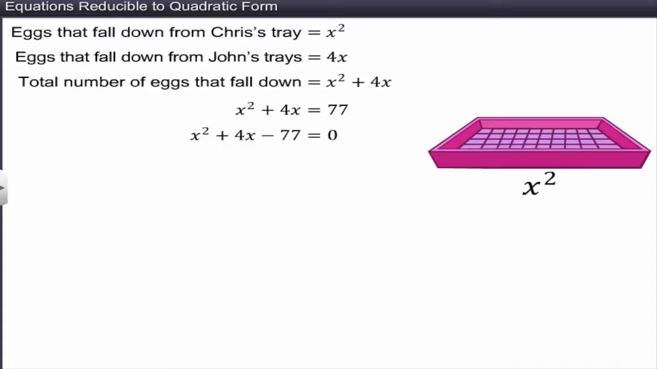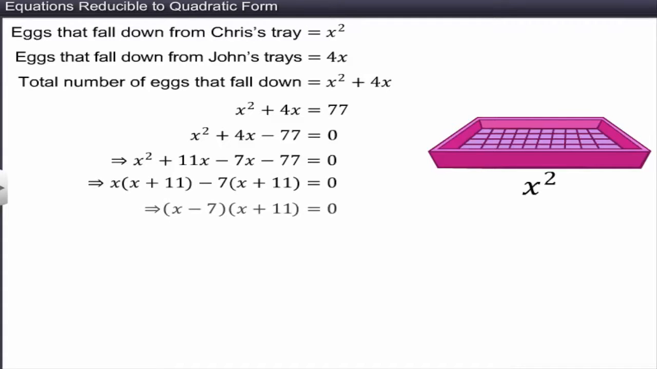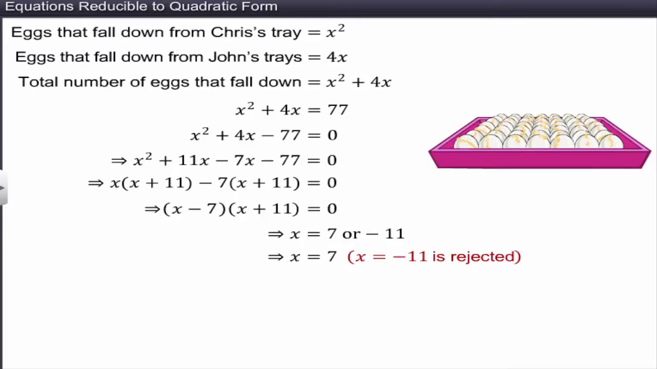So in this case, 4x can be written as 11x minus 7x. On further simplifying, we get x is equal to 7 or x is equal to minus 11. Rejecting the negative value because the number of eggs cannot be negative, we get x is equal to 7. This means there are 7 eggs in each row. Hence the total number of eggs in each tray is 49.